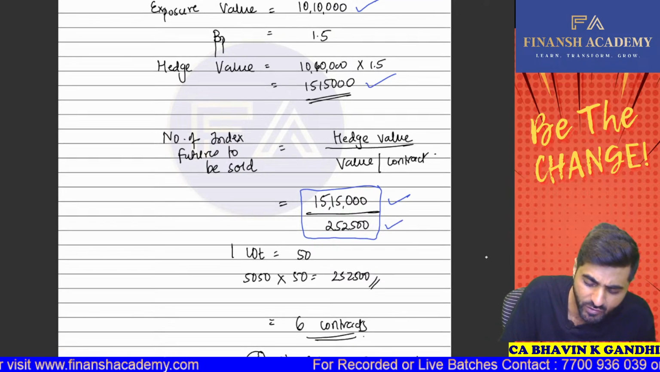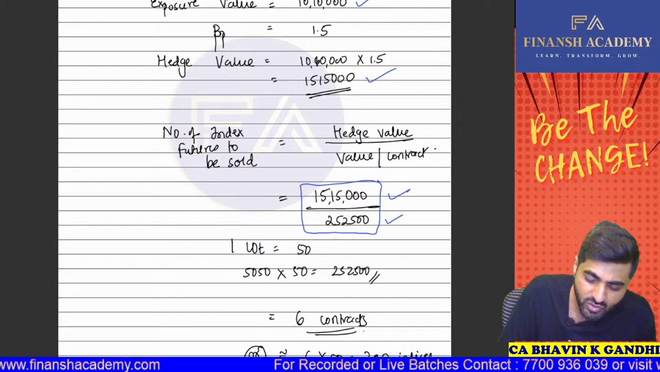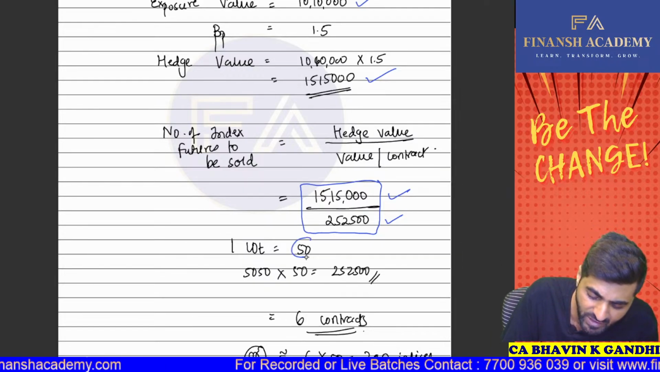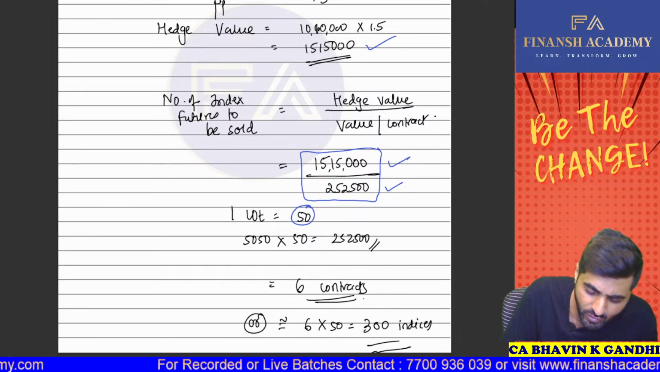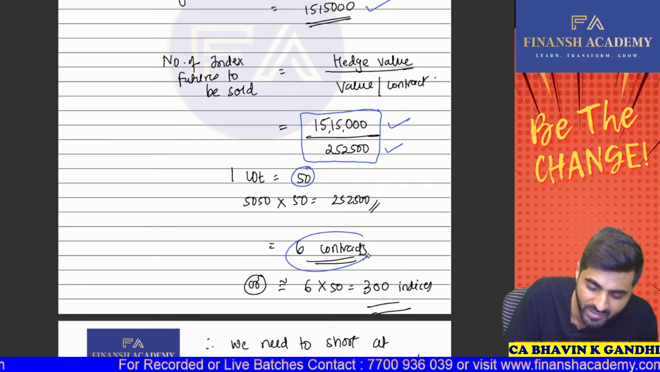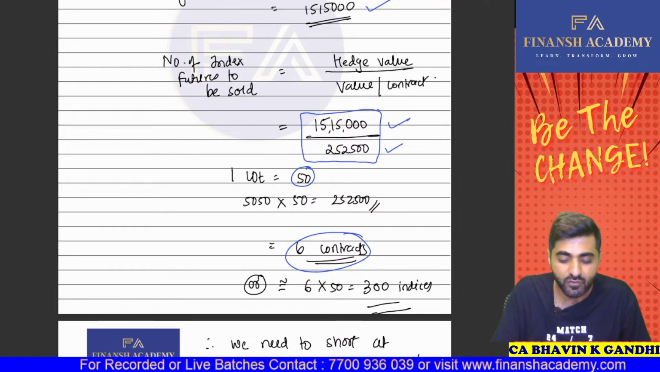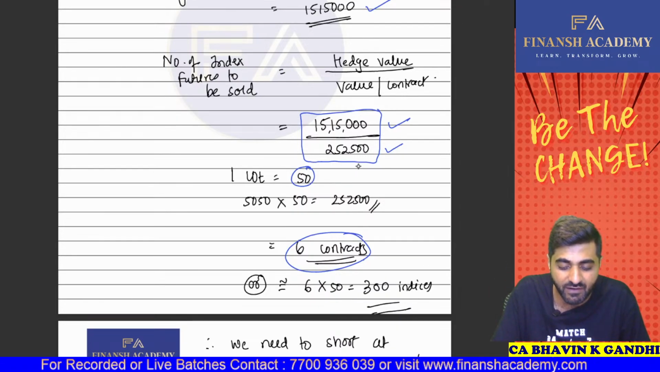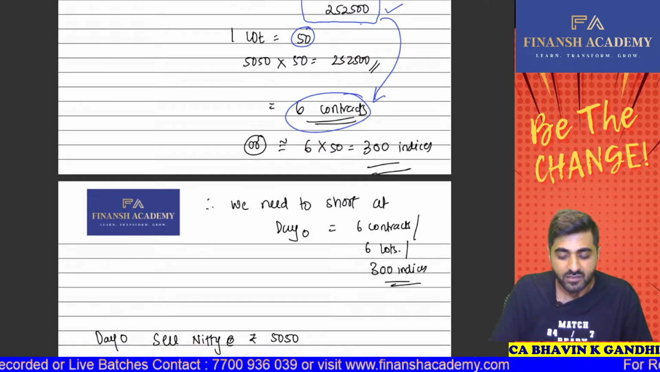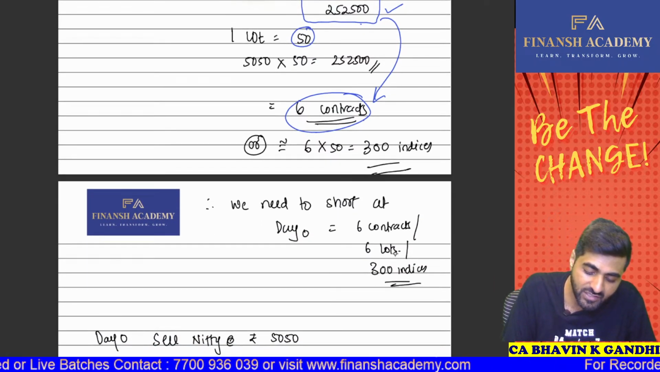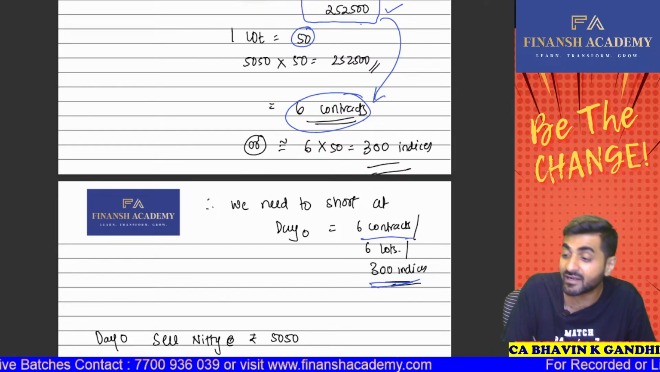15,15,000 divided by 2,52,500. So basically, I need to sell it. Per lot, 2,52,500. So 6 contracts are going to be taken into consideration. So 15,15,000 divided by 2,52,500, eventually I'll be getting 6 contracts. So we need to short at day 0 6 contracts or 300 indices.